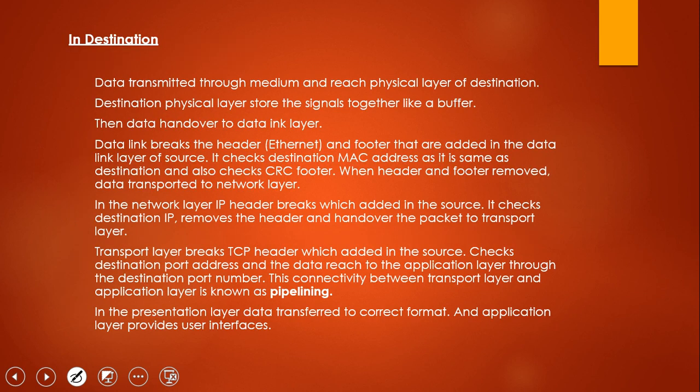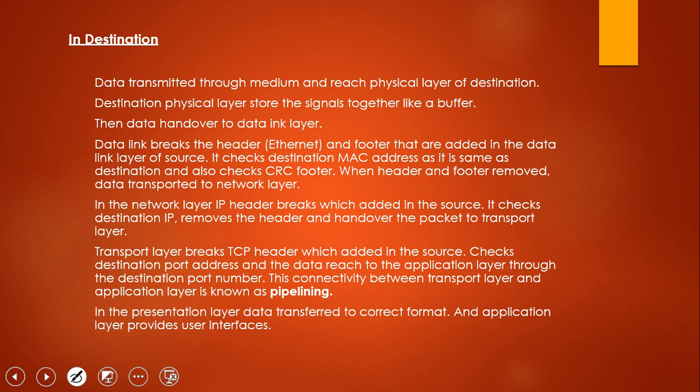At the destination, data is transmitted through the medium and reaches the physical layer of the destination. The destination physical layer stores the signals together like a buffer. Then data is handed over to the data link layer. The data link layer breaks the header and footer that were added at the source. It checks whether the destination MAC address is its own and also checks the CRC footer. When the header and footer are removed, data goes to the network layer. In the network layer, the IP header added at the source is broken. It checks the destination IP, removes the header and hands the packet over to the transport layer.